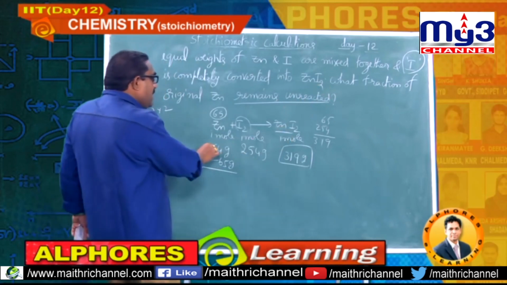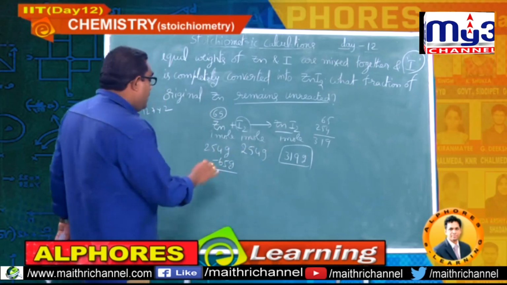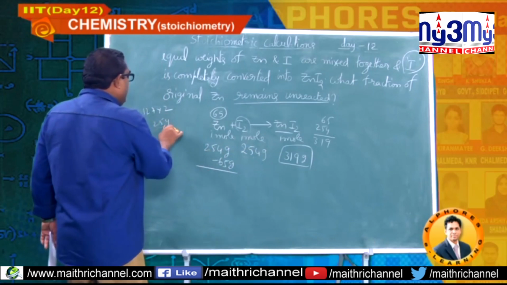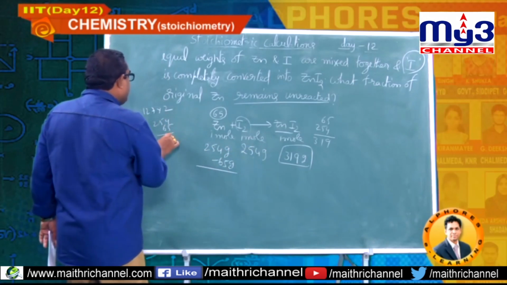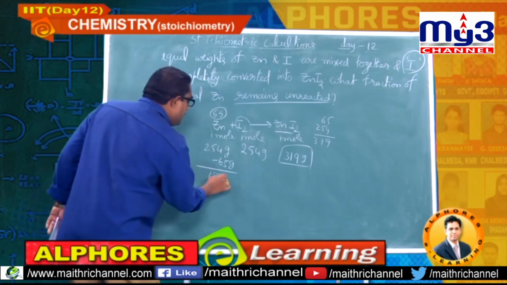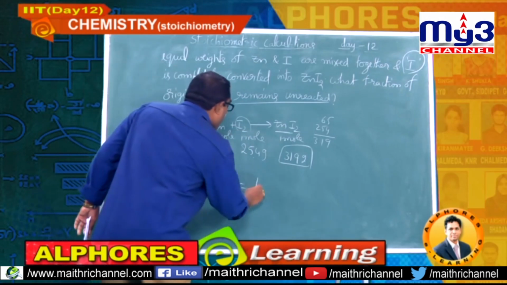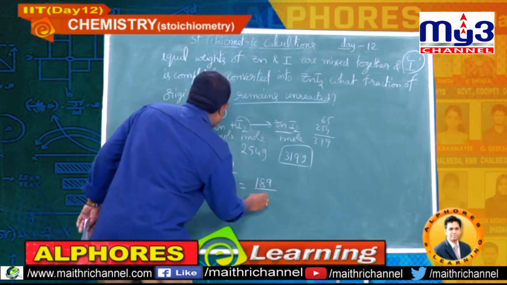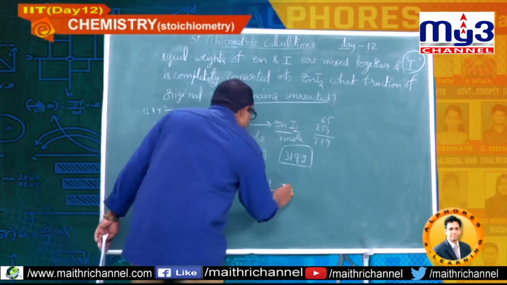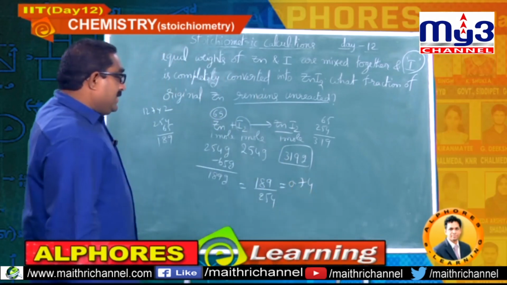Here I have taken zinc and iodine both as equal, that is 254 grams. So out of 254, how much is left? 254 minus 65, 189 grams is left. This fraction he is asking. So 189 out of 254, that fraction he is asking. This fraction you are going to get as 0.74. That is the answer.